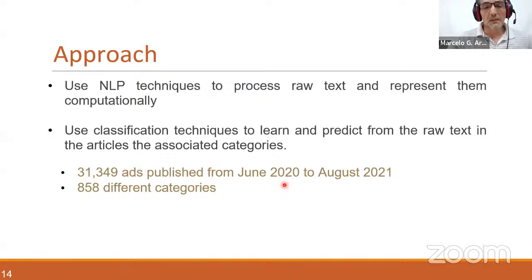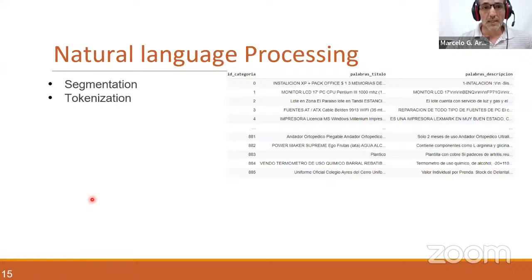The dataset that the company gave us consists of a larger number, as presented in the slide, but we filtered the information because in June 2020 the categories were restructured, so many categories assigned to previous ads may not exist anymore. So we only used the more than 30,000 ads published between June 2020 and August 2021, which was when we started performing this project. And as I previously said, there are 858 different categories available.